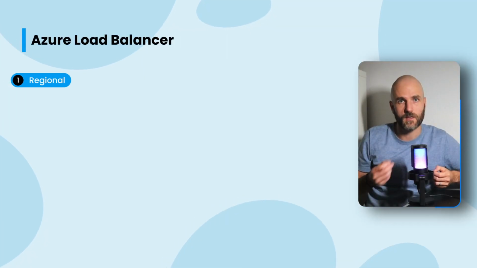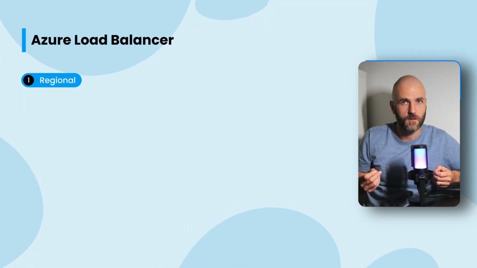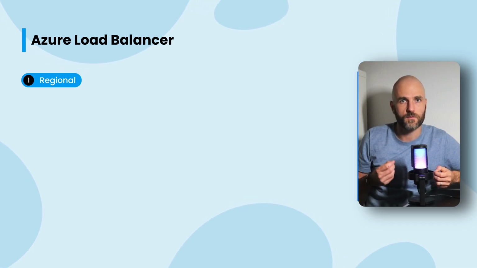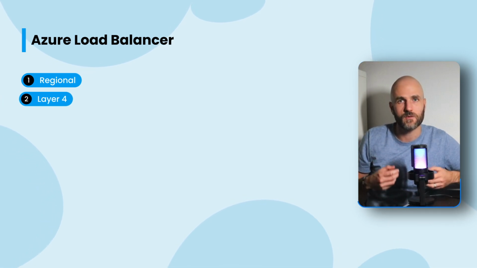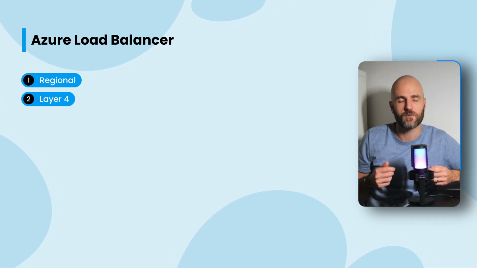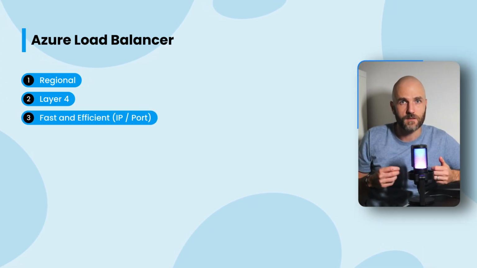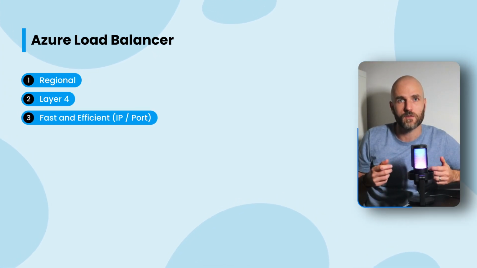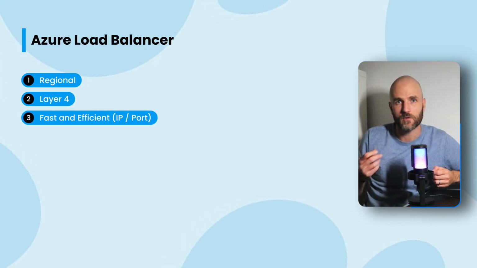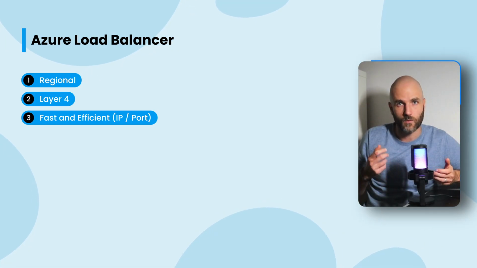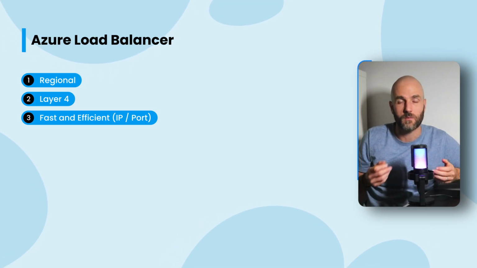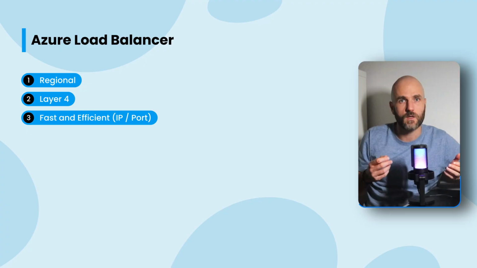First up, we have the classic, the Azure Load Balancer. This is your workhorse, your fundamental layer 4 load balancer. This is the postal worker we talked about earlier. It's incredibly fast and efficient because it only looks at the network address, the IP, and the port. It doesn't care if you are sending web traffic, database queries, or streaming video. It just gets the packets where they need to go.